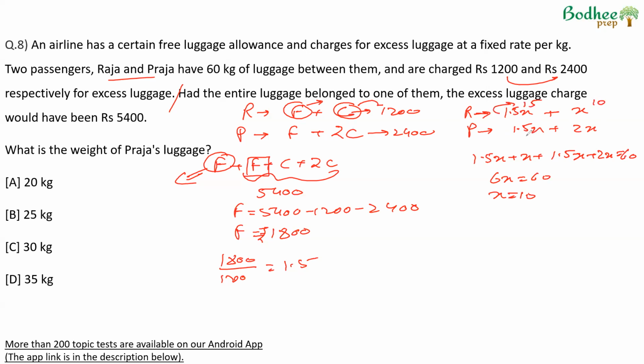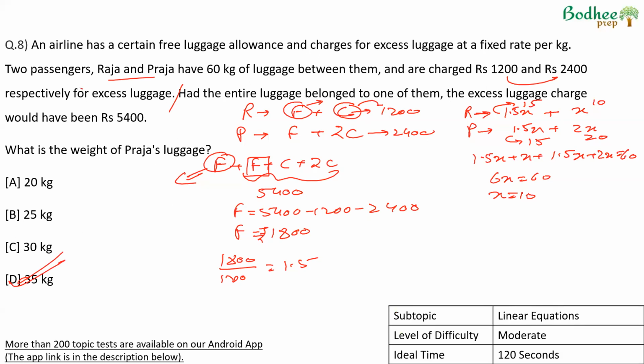Raja is carrying excess 10. Praja has 15 kgs free and excess 20. What is the weight of Praja's luggage? 20 plus 15, 35. Again, a moderate level of difficulty question. It's a previous CAT question. You would have come across such questions while practicing. A question like this could take somewhere about 2.5 to 3 minutes. Then there is a follow-up question, question number 9.